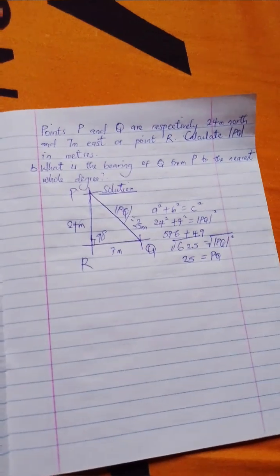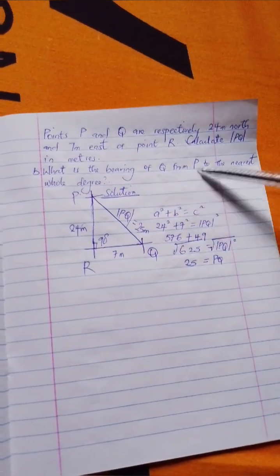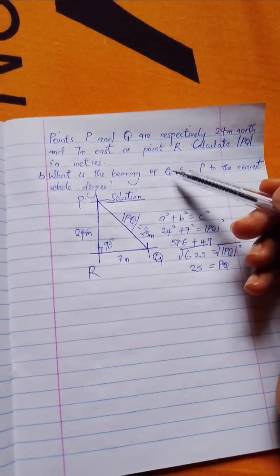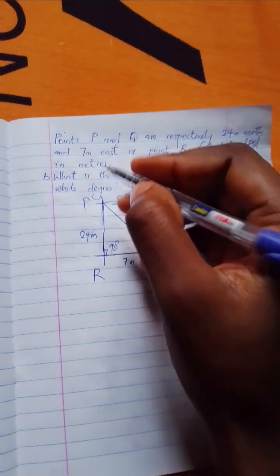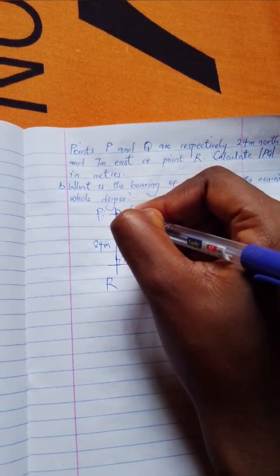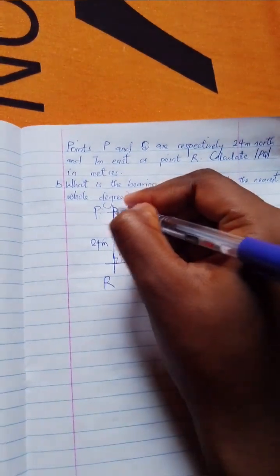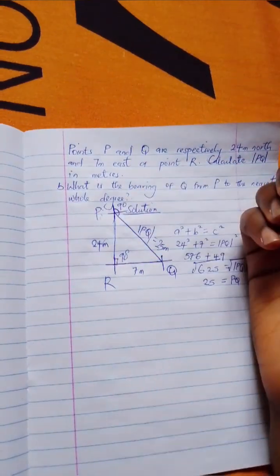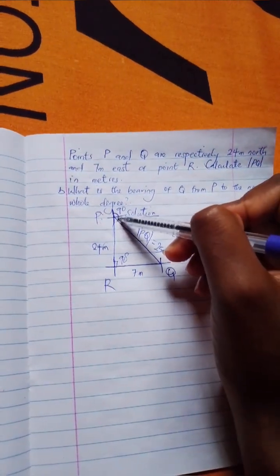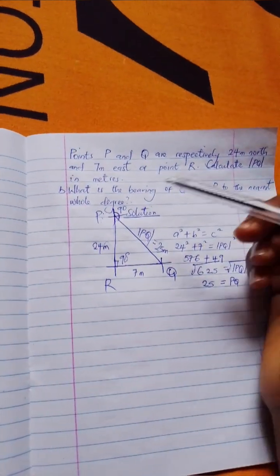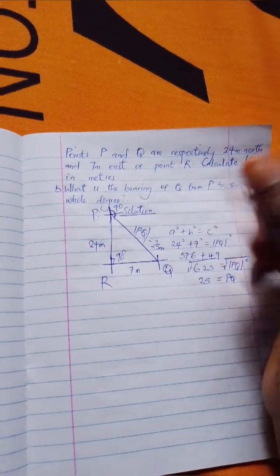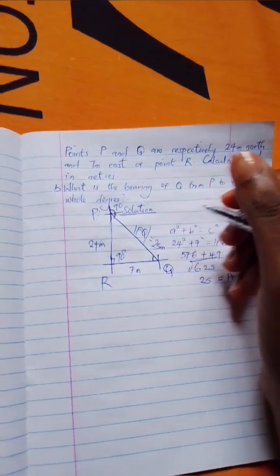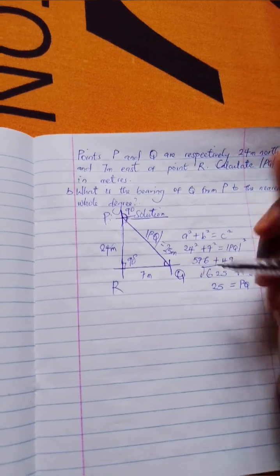Now for the second question, they said, what is the bearing of Q from P to the nearest whole degree? This is my Q, this is my P. And they are asking for the bearing of Q from P. So we are looking for starting from here to here. And we already know that the angle here is 90 degrees because this is north and this is east, and the angle between is 90 degrees. So all we have to do is find the angle that will be here and add it to this one. To find the angle that will be here, all I have to do is find the angle that will be here. And automatically anything I have here will be here because they are alternate angles.